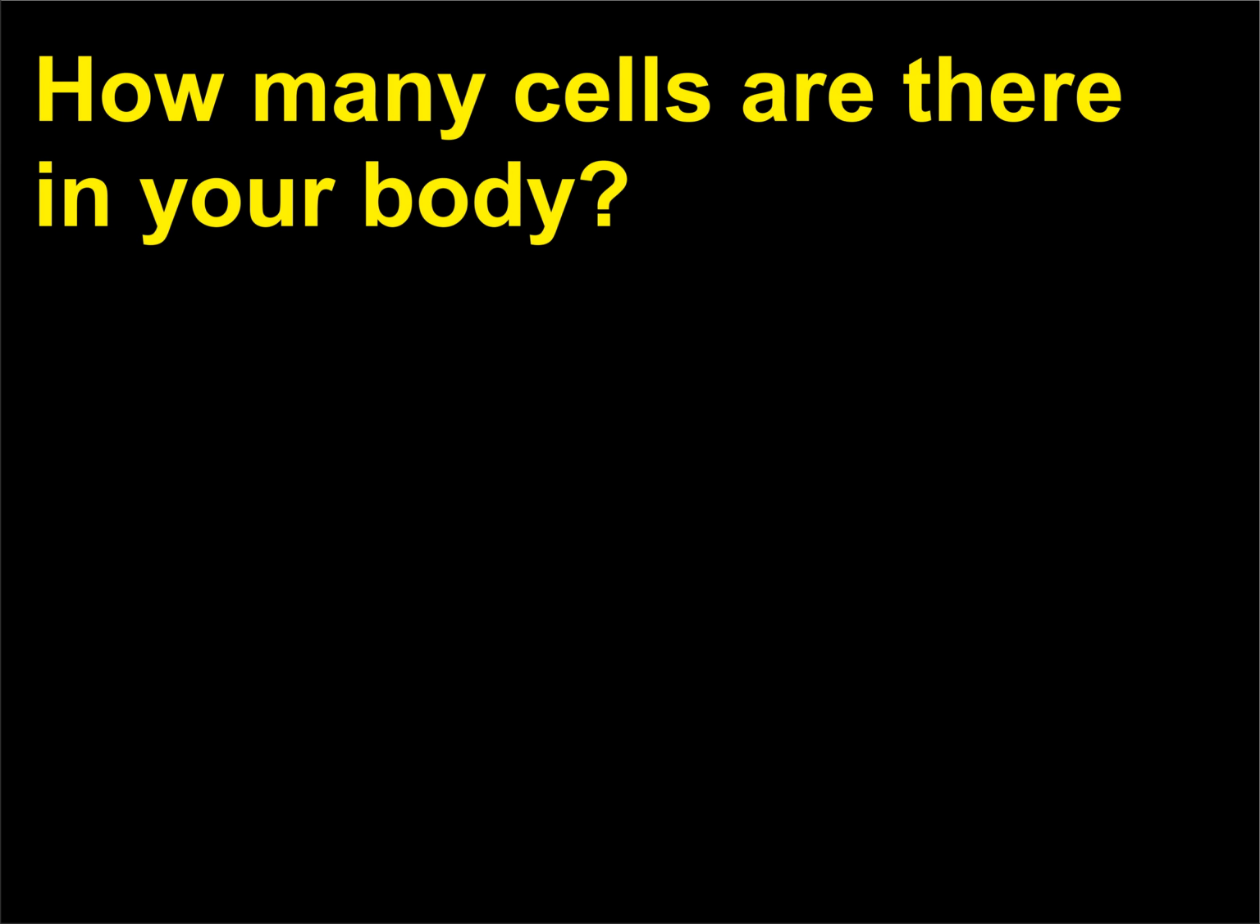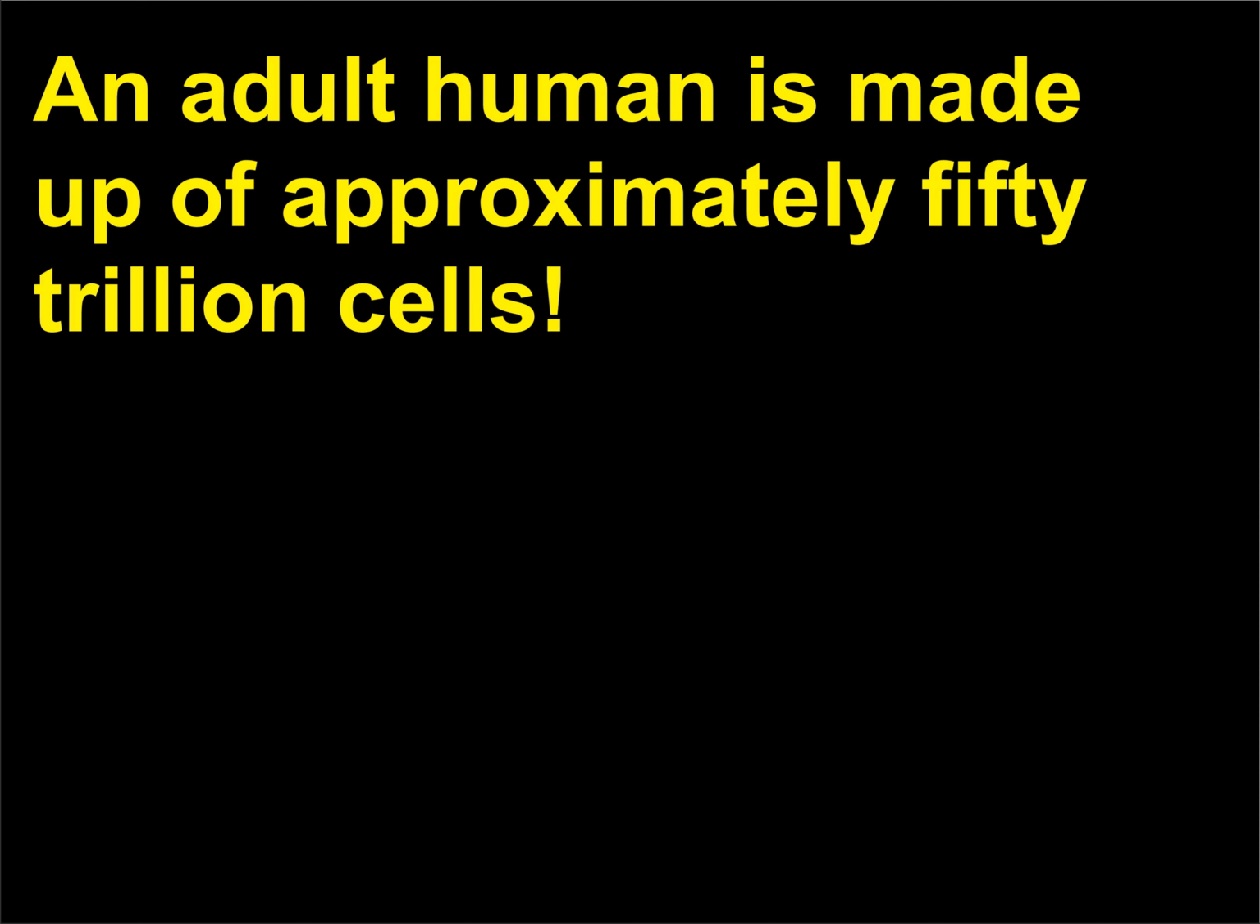How many cells are there in your body? An adult human is made up of approximately 50 trillion cells.